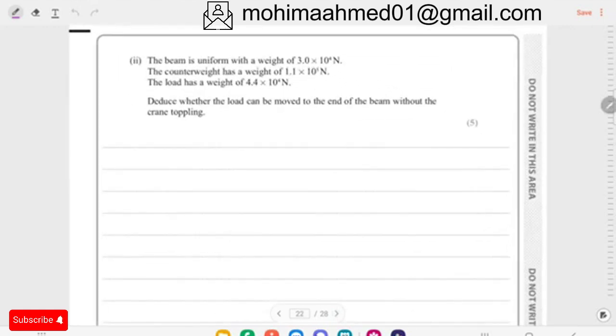The beam is uniform with a weight of 3 into 10 to the power 4. The counterweight has a weight of this much. The load has a weight of this much again. Deduce whether the load can be moved to the end of the beam without the crane toppling.